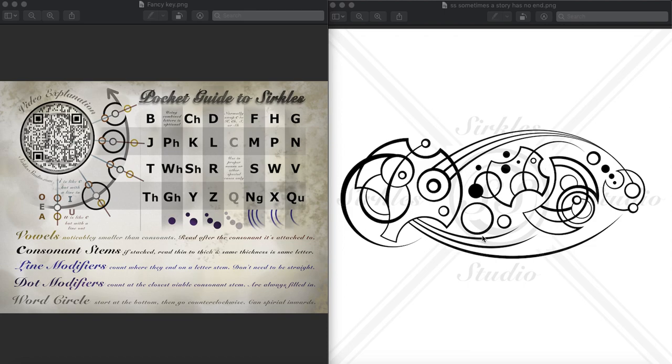And I really love the flow of this design. It's so swirly and pretty, and I think it'll make such a beautiful tattoo. I hope you love it. I love it. I think it's awesome.